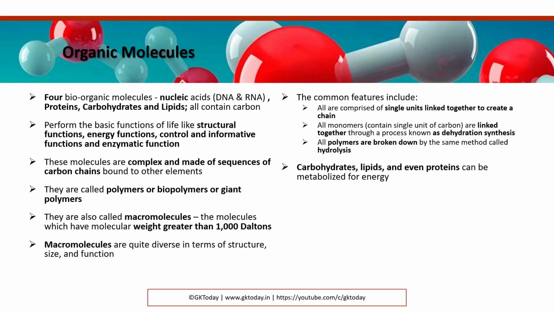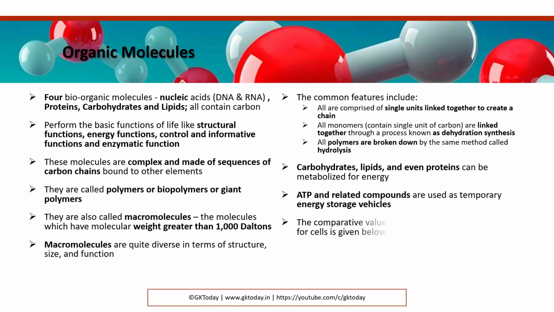Carbohydrates, lipids, and even proteins can be metabolized for energy. ATP and related compounds are used as temporary energy storage vehicles. The comparative value of common energy sources for cells are 4 kilocalories per gram for carbohydrate, 9 kilocalories per gram for fat, and 4 kilocalories per gram for proteins.